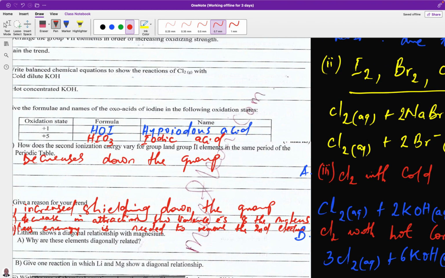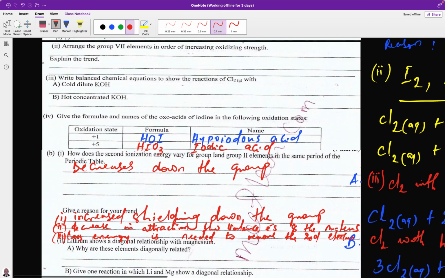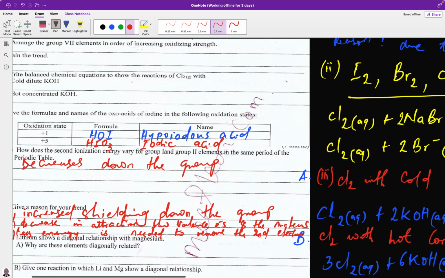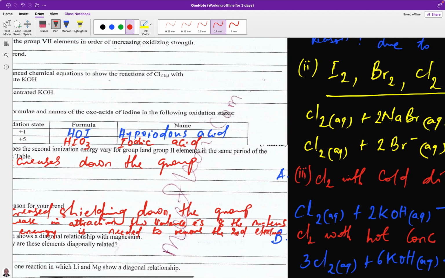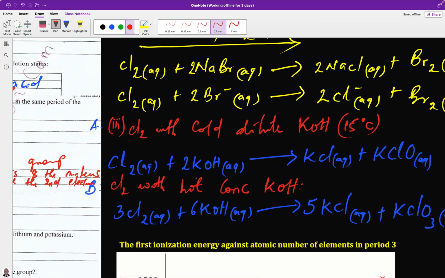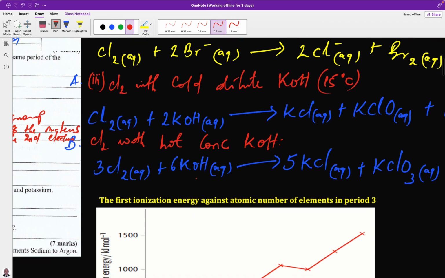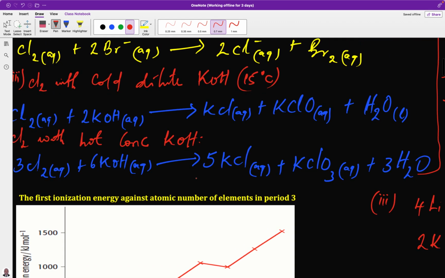Then I went further again to write question 3: write a balanced chemical equation to show the reaction of chlorine with cold dilute potassium hydroxide. With cold dilute, I said chlorine will react with potassium hydroxide. It will give potassium chloride as a salt, then KClO plus water. Then with hot concentrated, I said it will give 5 potassium chloride plus KClO3 plus 3 moles of water.